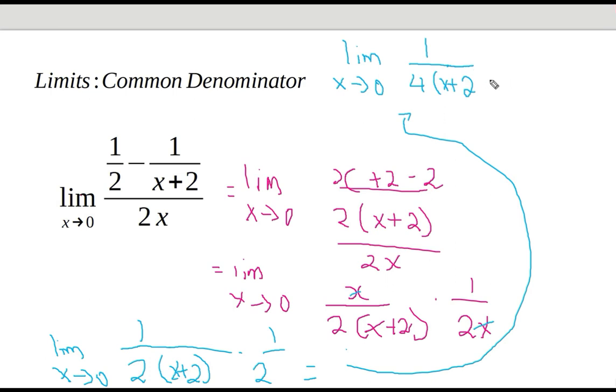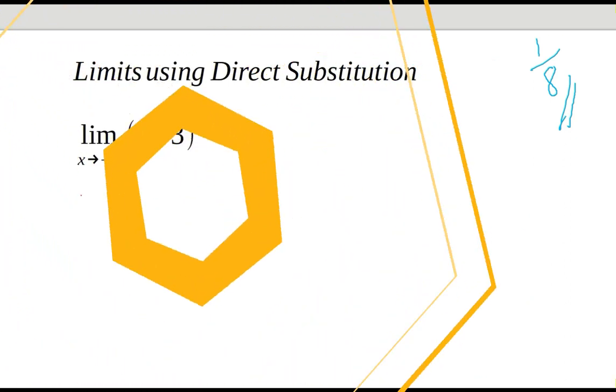Now we can go on and do a direct substitution. 0 here, so we end up with 1 over 8. So 1/8 is the solution when we have the limit as x approaches 0 and we are given this function. Let's look at another example.